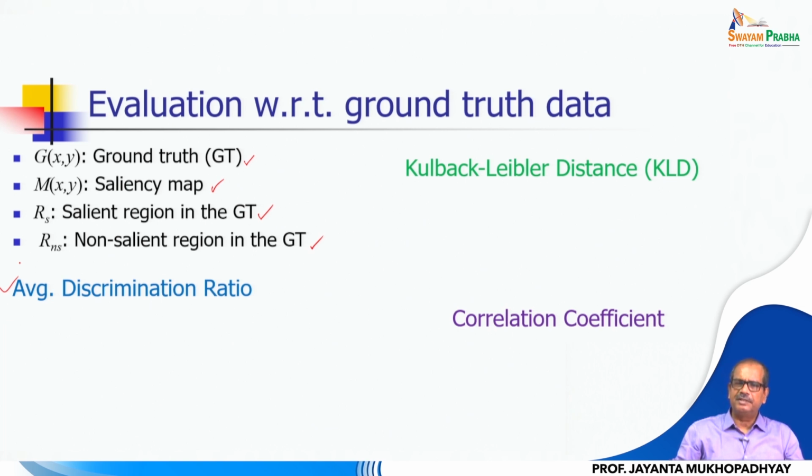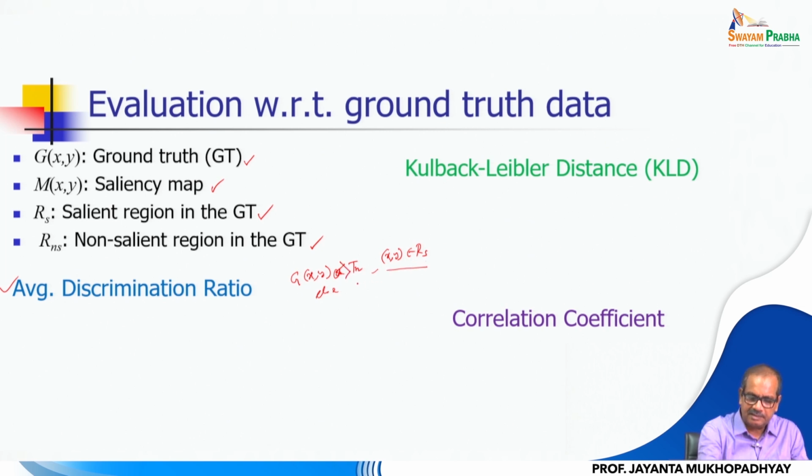You note that when we declare a region, we put a threshold value. Suppose gxy is less than some saliency threshold value th, then we say that xy belongs to RNS, else it is greater than the threshold, and we say xy belongs to RS. In this way we have now identified those regions. When I sum up the saliency values within RS, the average value is expected to be quite high compared to the average values of the non-salient regions.